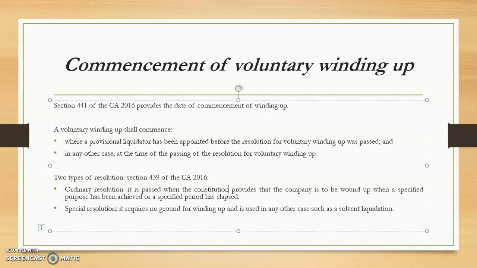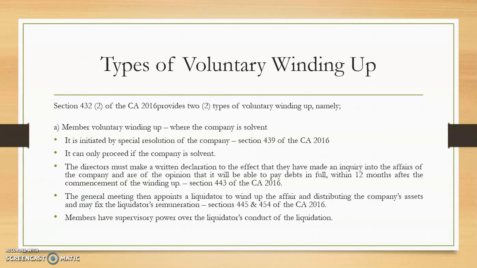Okay, next one, what are the types of voluntary winding up? So this is governed by Section 432, subsection 2. There are two types of voluntary winding up. The first one is member voluntary winding up. This happens when the company is solvent. And the second one is creditor voluntary winding up, when the company is insolvent.